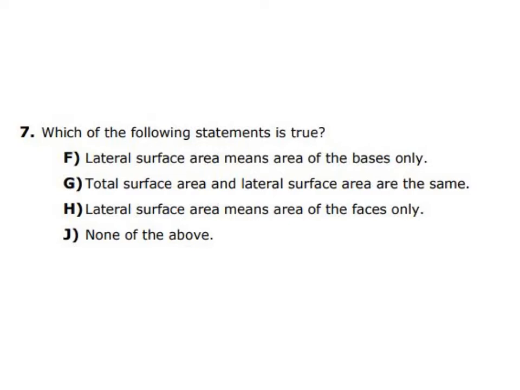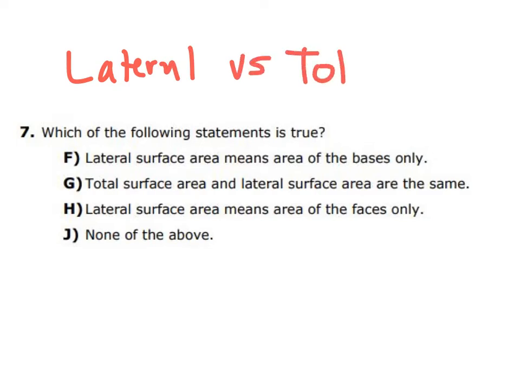Alright, so number 7 again is on the difference between a lateral versus total. So lateral, remember, is going to be, well, first let's talk about total. Now total, the way I explain it is when you go to the H-E-B or Walmart or grocery store, they give you your total at the end because they add up all your groceries. They don't pick and choose which groceries they're going to ring up for you. They add up everything for you. So with total, we want to add up everything. So we want to add the faces plus the bases.